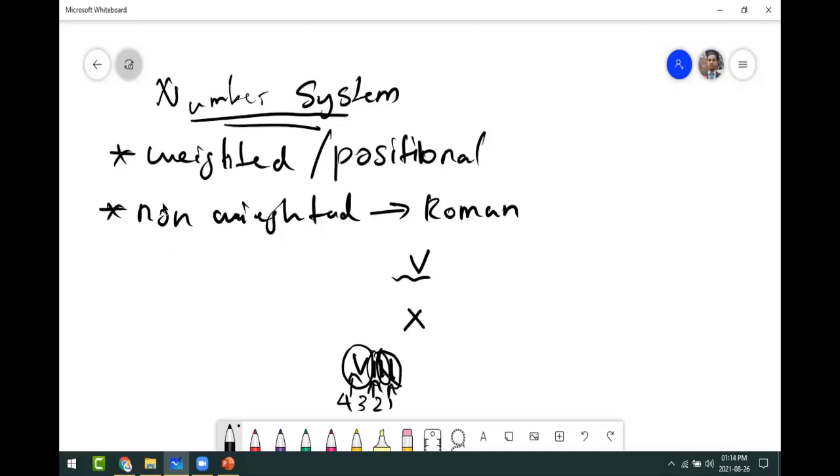But in the case of weighted number, it has positional weight. First place, second place, third place, fourth place, they have different weight. So when we convert those numbers, we have to use a different mechanism. So that's why we are learning about that, right?